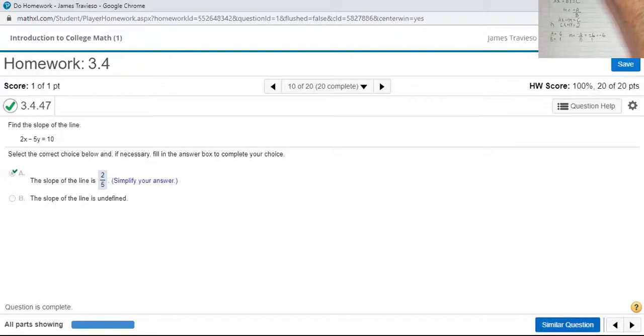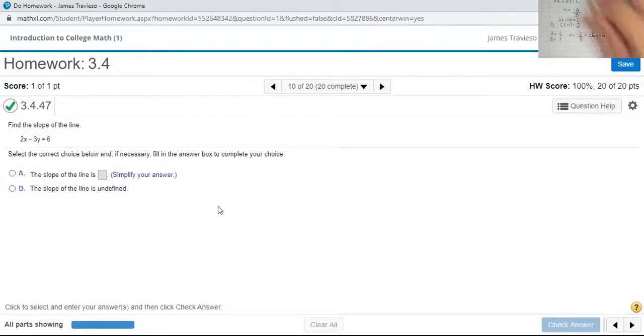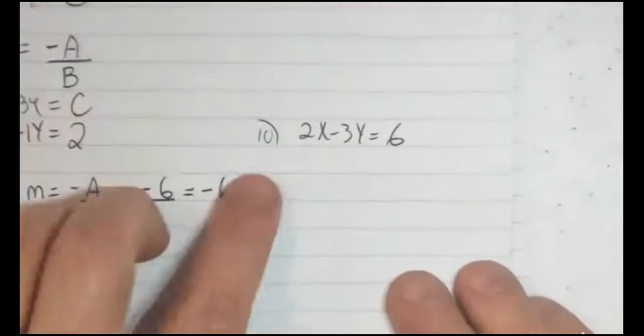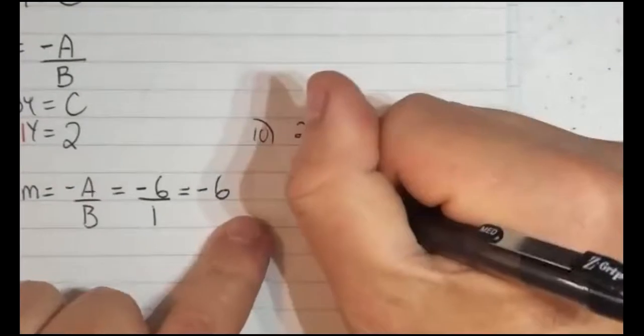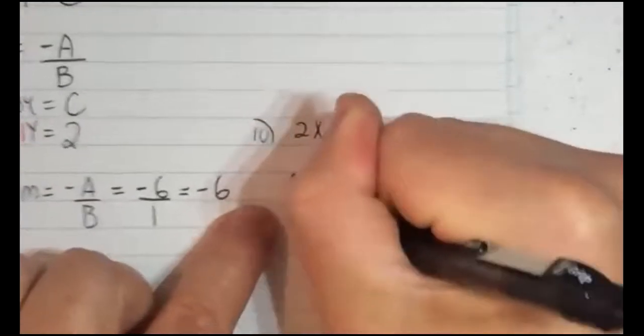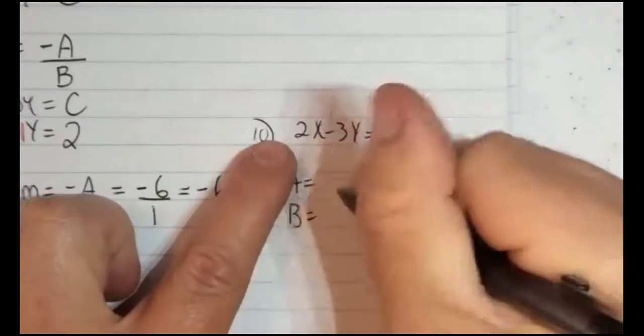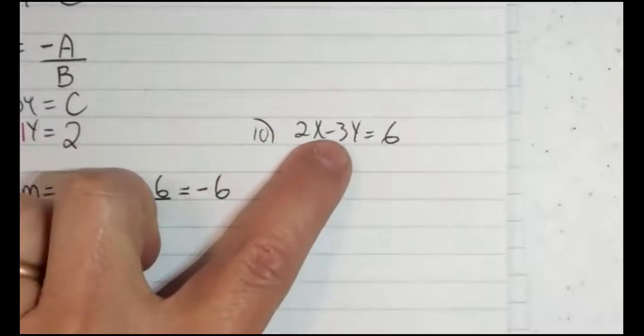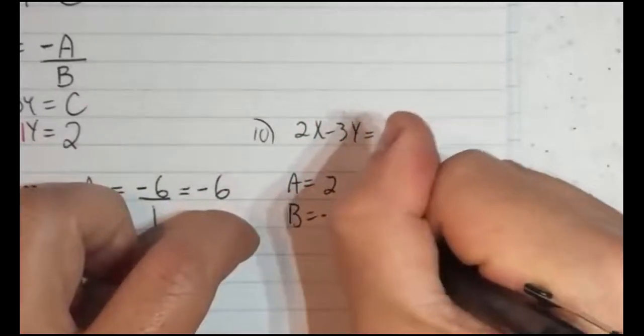All right, let's get a similar question on this one. We got a different example here. This is number 10. 2x minus 3y equals 6. All right, so we're looking at this problem right here. We need our A and our B. Our A is going to be 2. Our B in this case is actually a negative 3.